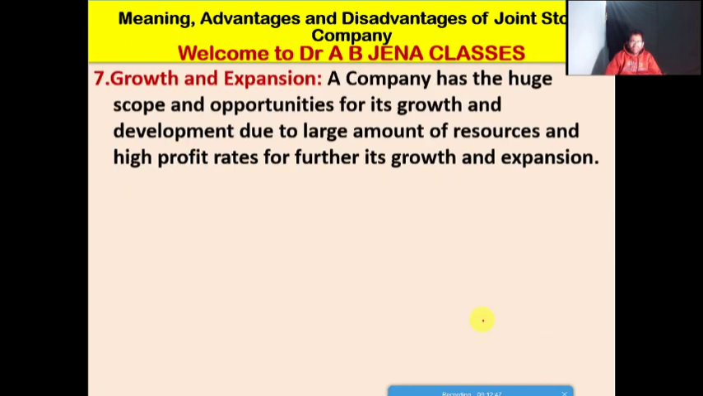So next one, benefits. Growth and development, I mean the expansion. It's the nature of the law, whether it may be the artificial person or the natural person. So far as the joint stock company is concerned, a company is an artificial person, so definitely we have the tendency for growth and expansion. A company has huge scope and opportunity for its growth and development. Why? Because of the large amount of resources, I mean the capital, also the profitability position or the profit earning percentage is more as compared to the sole proprietorship and the partnership for its growth and expansion.